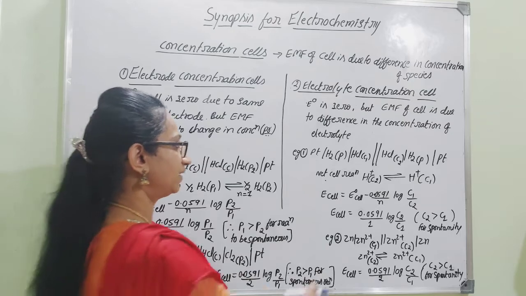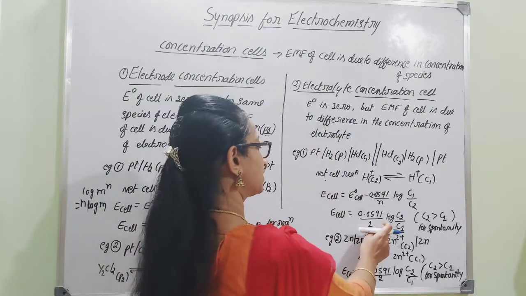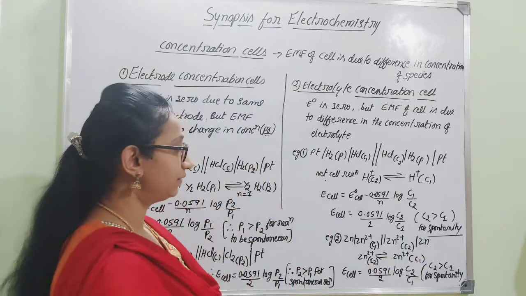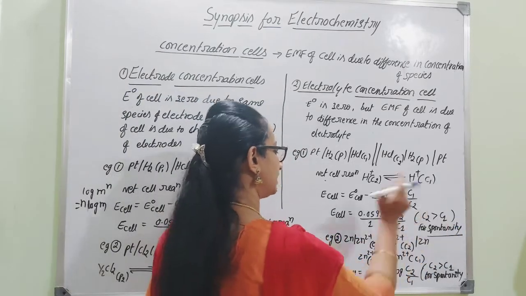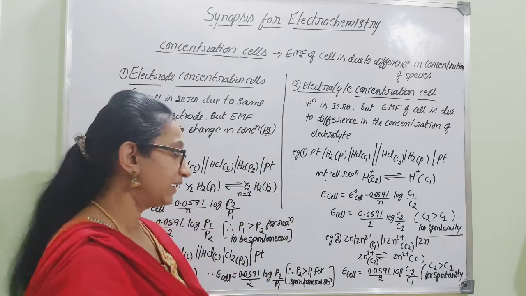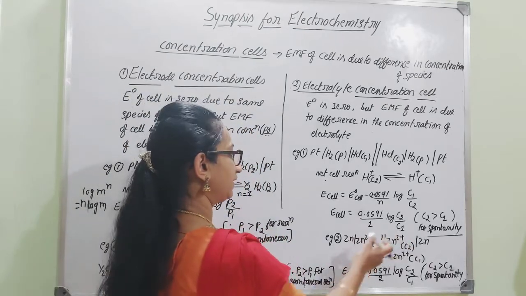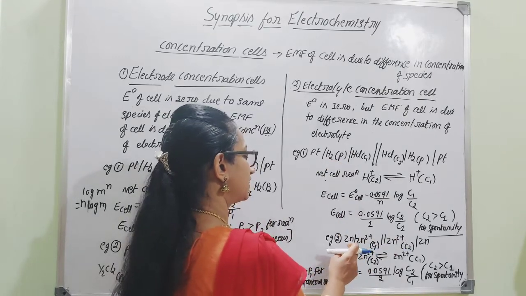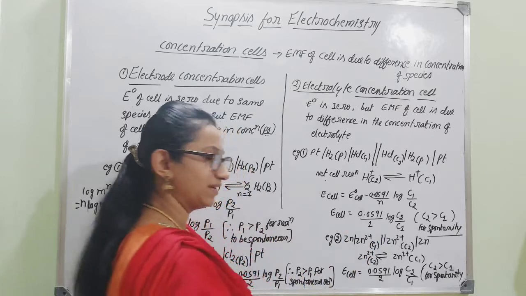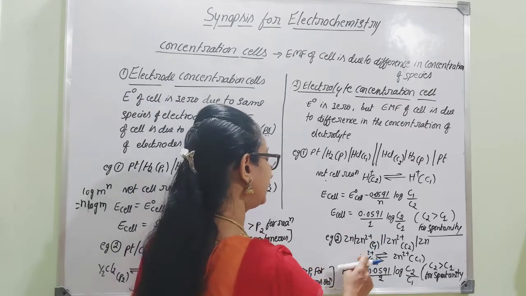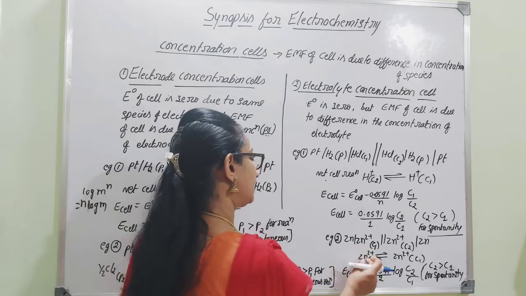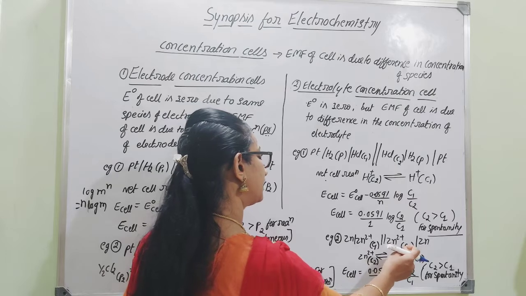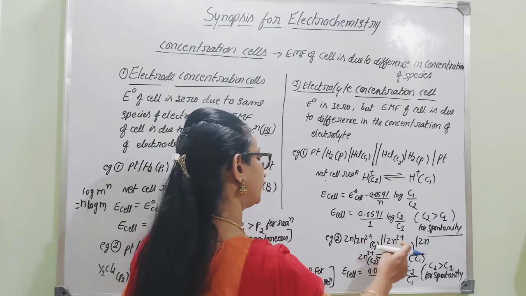In this electrolyte concentration cell, what is the condition required for the spontaneous process to occur? Always remember, C2 should be greater than C1. We can consider electrodes of any other metals, not only hydrogen. For example, zinc in contact with its zinc ions. Here Zn2+ has concentration C1 on one side and C2 on the other.